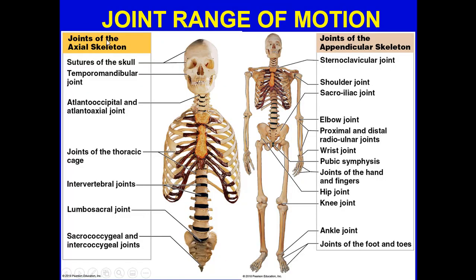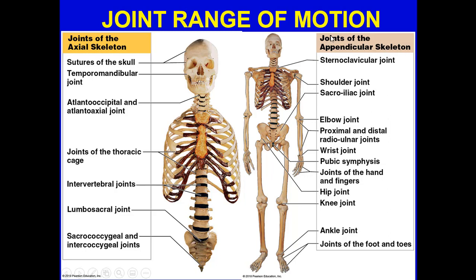If you look at the joints of the skeleton, you've got sutures here, temporomandibular joint, atlanto-occipital and atlanto-axial joint. Great. Joints of the thoracic cage. Intervertebral joints here. The lumbosacral joint here. And then the sacrococcygeal and intercoccygeal joints. But you notice not as much movement here.